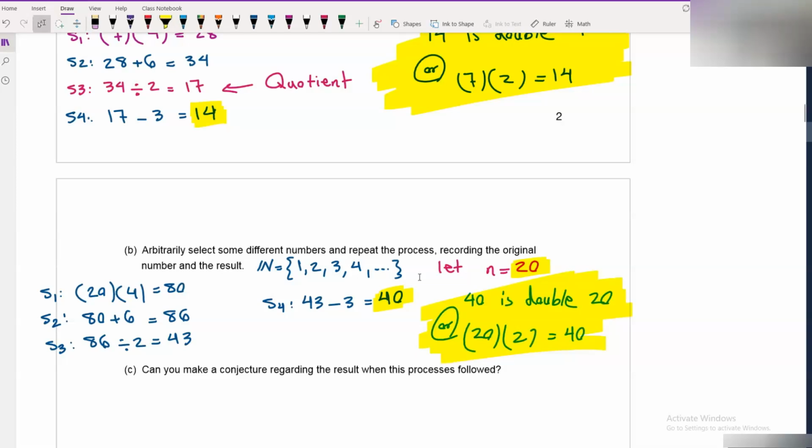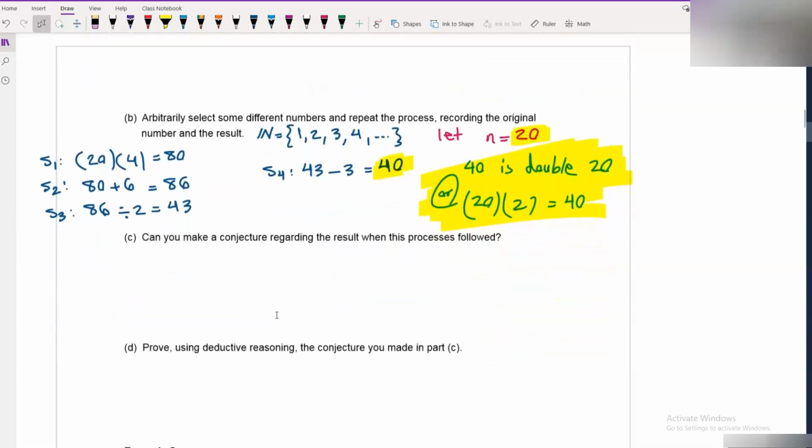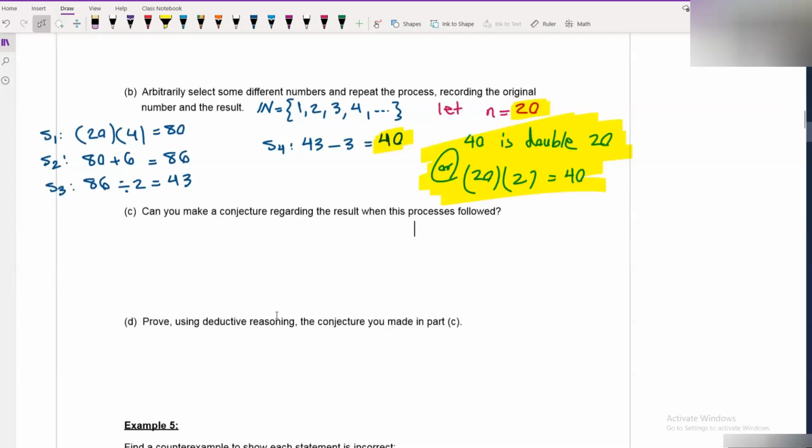So it doesn't matter what number we choose. Following those steps, you should have the same conclusion. I'm going to write our conclusion here. So when the process is followed, the result is double.